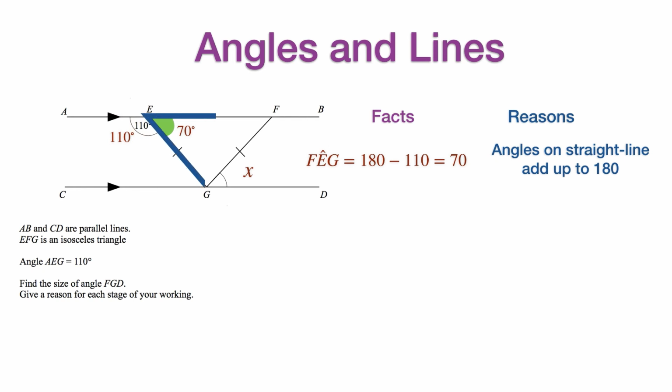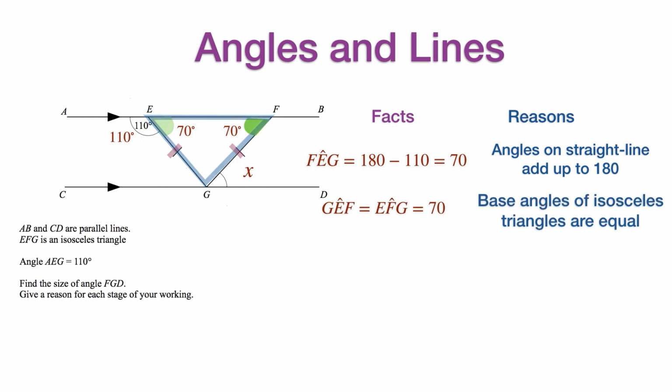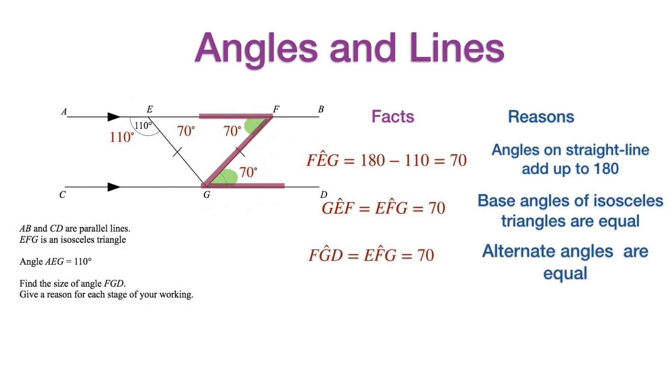The triangle EFG is an isosceles triangle, as the two dashed lines show that the two sides are equal. Hence, the angles GEF and EFG must be equal because they are the base angles of the isosceles triangle. Angles FGD and EFG form alternate angles, so they are also equal. Hence, the angle FGD must be 70 degrees, and this answers our question.